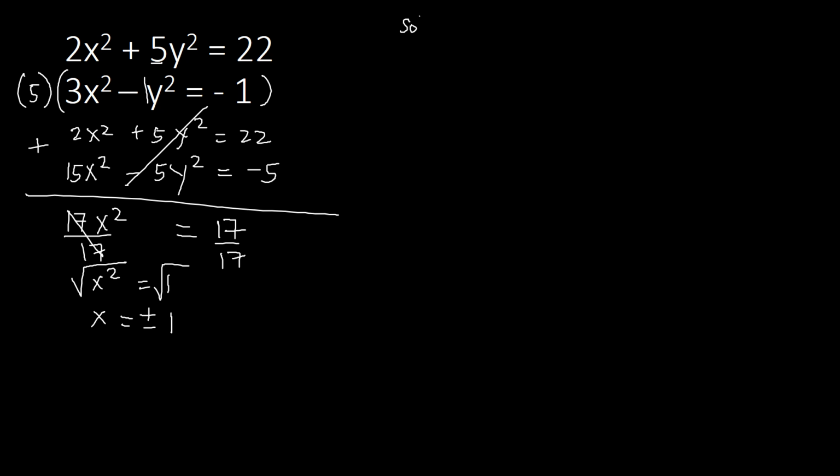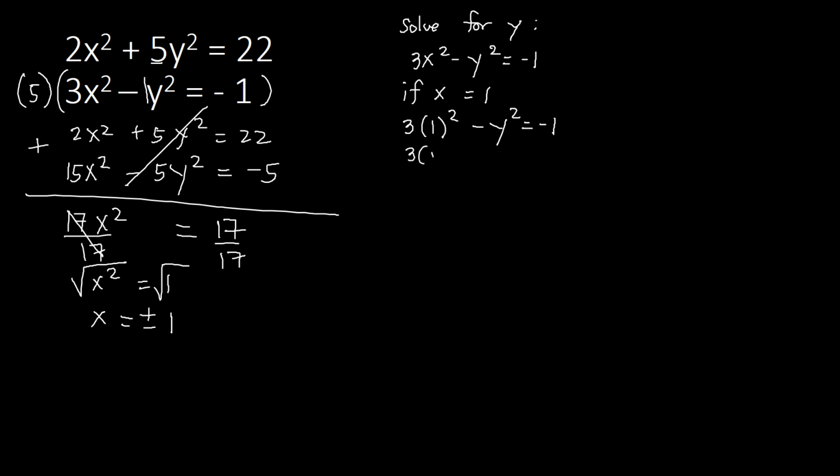This time we are now solving for y since we have our x already. We can choose between equation 1 and 2. For me, I'll be choosing equation 2. So we have 3x squared minus y squared equal to negative 1. We can replace our x value there. If our x is equal to 1, we have 3 times x squared, that means we replace x with 1, square that 1, minus y squared equal to negative 1. We have here 3 times 1 minus y squared equal to negative 1.